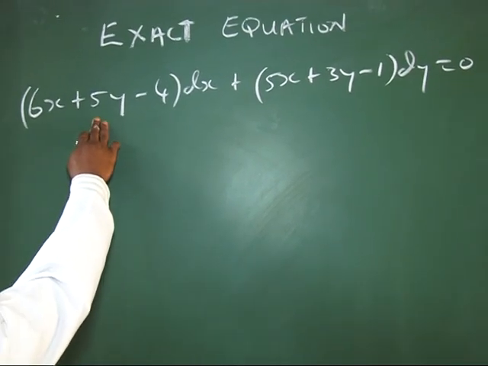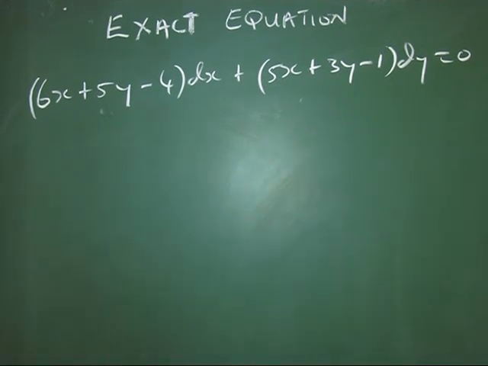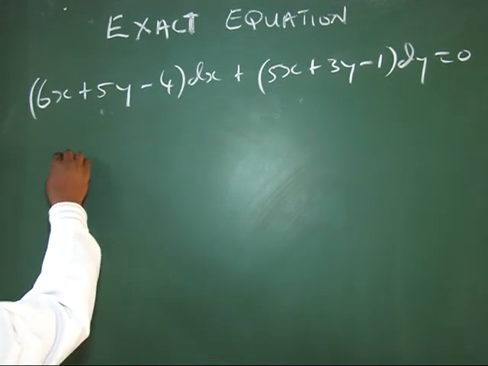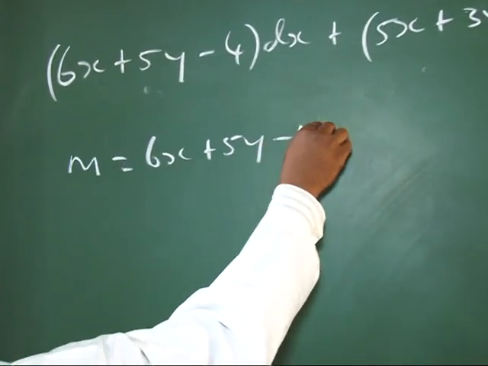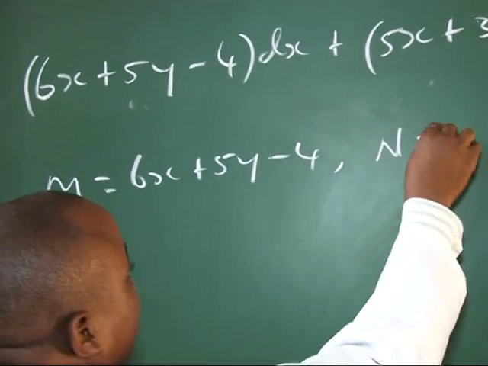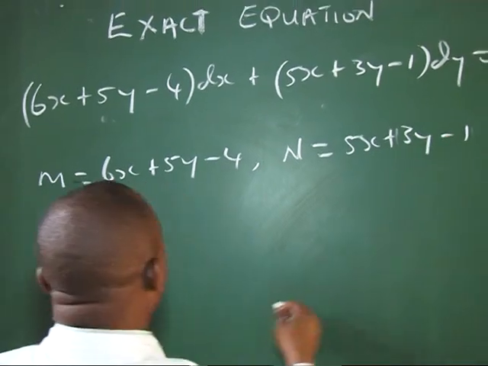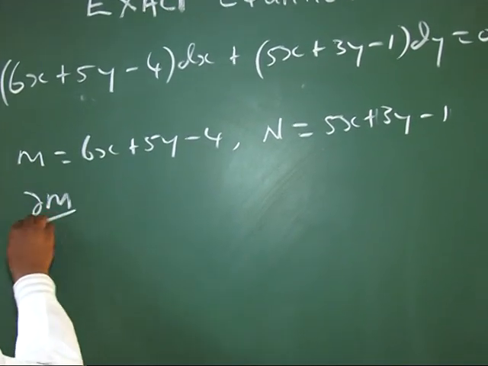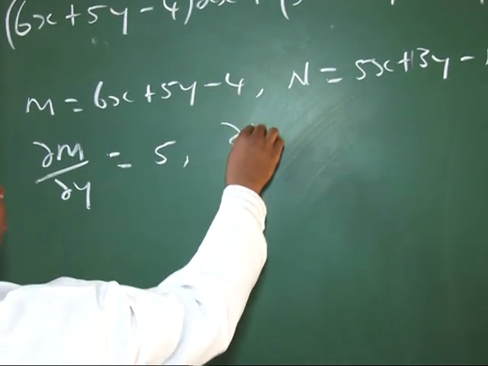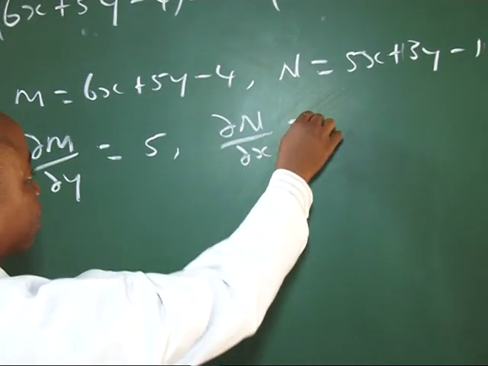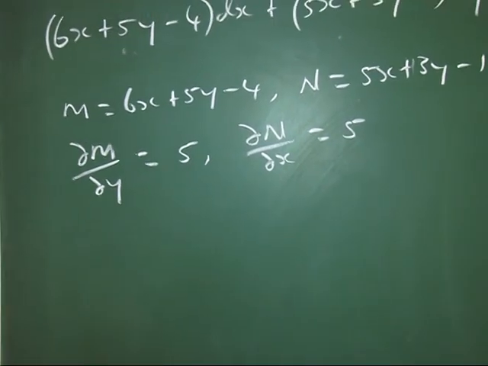Now we know that this is M dx, and this is N dy. So M is 6x plus 5y minus 4, and then N is equal to 5x plus 3y minus 1. Partial M partial y is 5. Partial N partial x is 5. So the equation is exact.